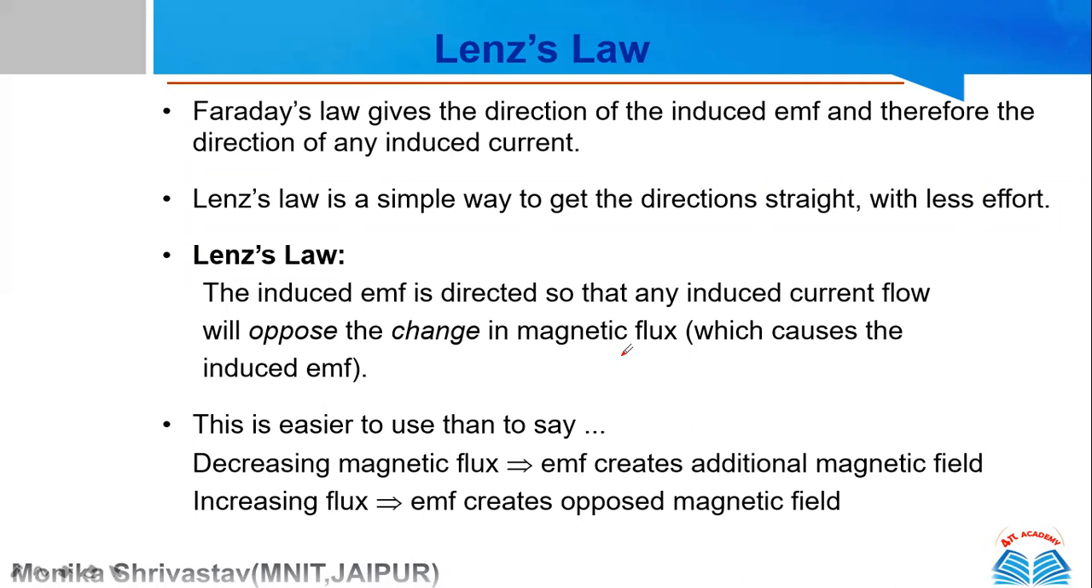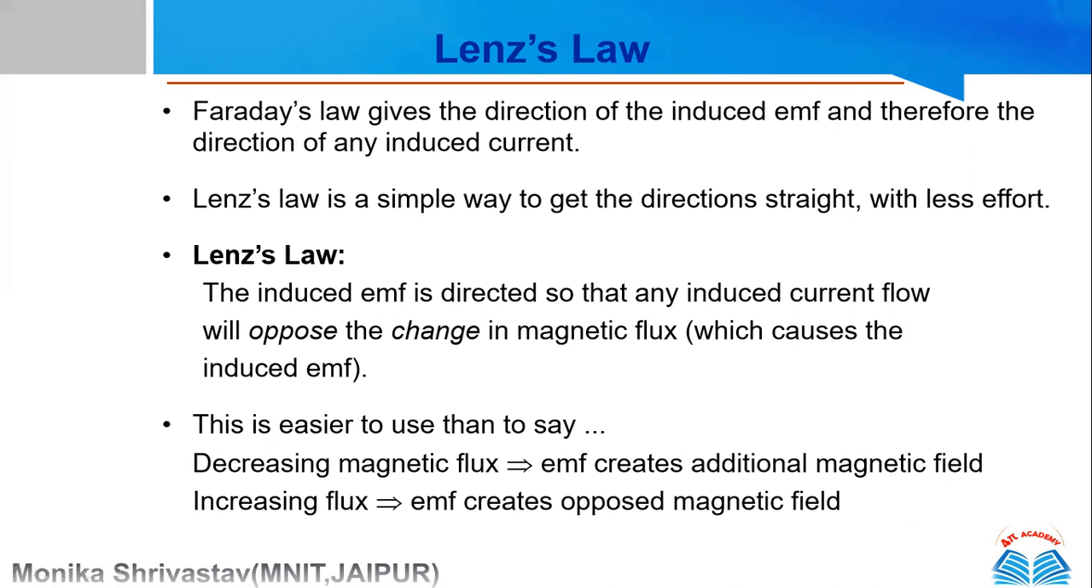So the induced EMF is directed so that any induced current flow will oppose the change in magnetic flux. So we can say that for decreasing magnetic flux, the EMF creates an additional magnetic field, and if we are increasing flux, then it creates an opposing magnetic field. Increasing flux means we are making those come together. Decreasing magnetic flux means we are making them go apart from each other.